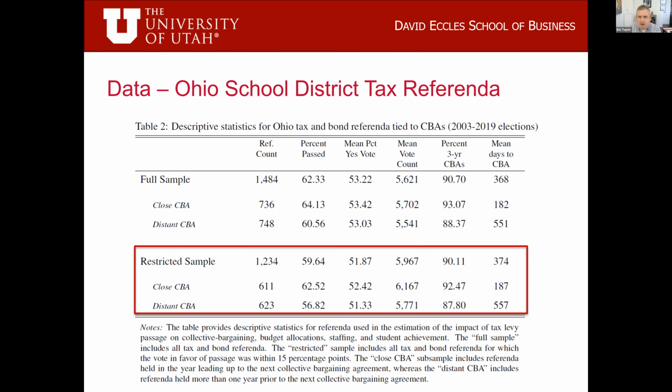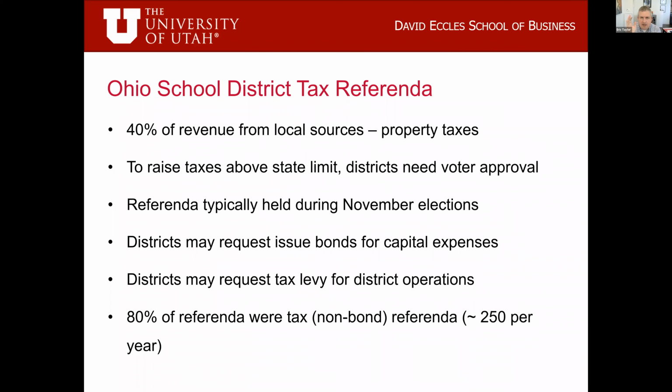Jason, a quick clarifying question. So you only focus on the non-capital expenditure referenda. Right. Yep, that's right. Is there any benefit to the districts specifying what they're going to use the money for? Like, do they say, yes, this is sort of a general fund referendum, but here's our plan, either on the ballot or in the press?